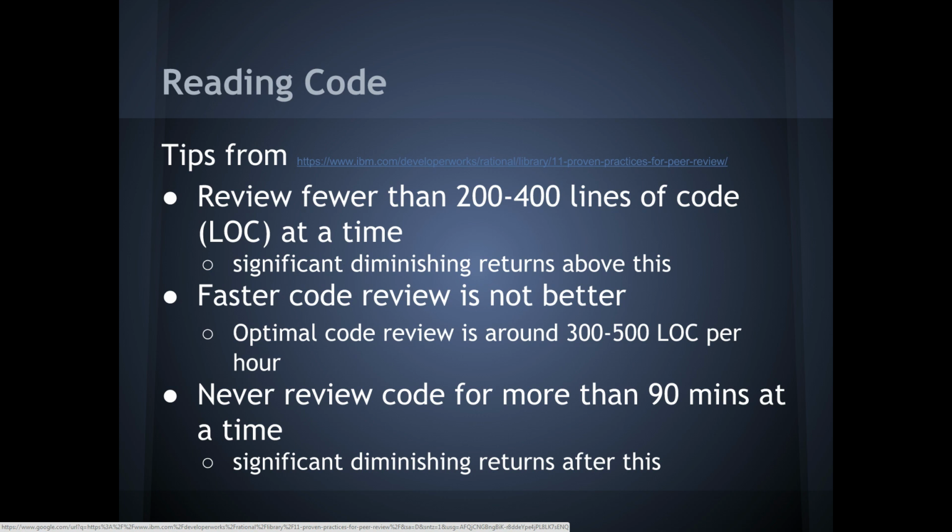And they found that reading fewer than 200 to 400 lines of code at a time is actually optimal, and then you get significant diminishing returns and you miss bugs if you read more than this.